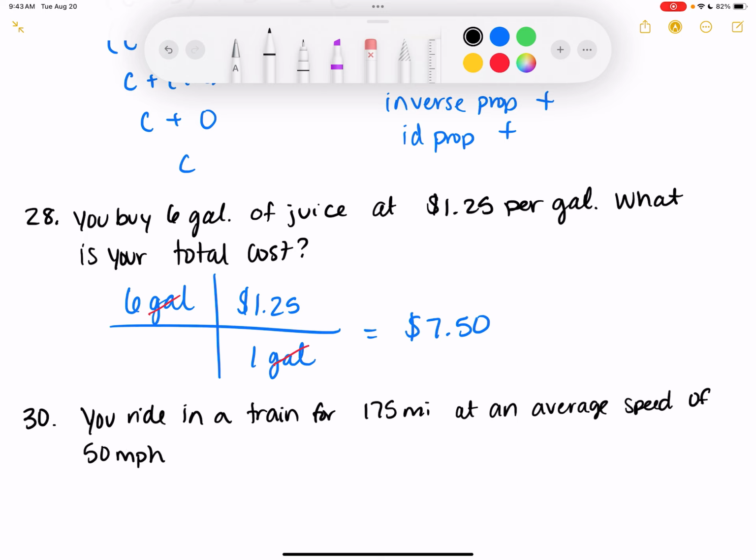Everybody knows MPH is miles per hour, right? Yes. Okay, just making sure. One class I had one time, I put that and they were like, what is that? And I was like, have y'all never driven down the road before? Anyways.